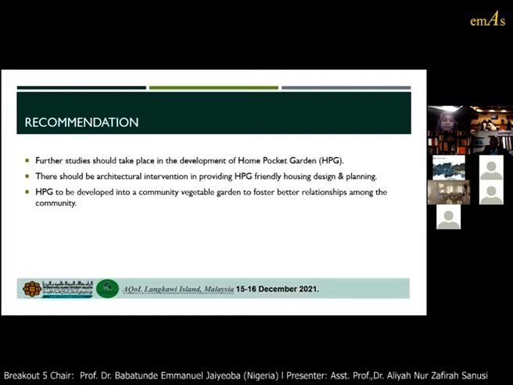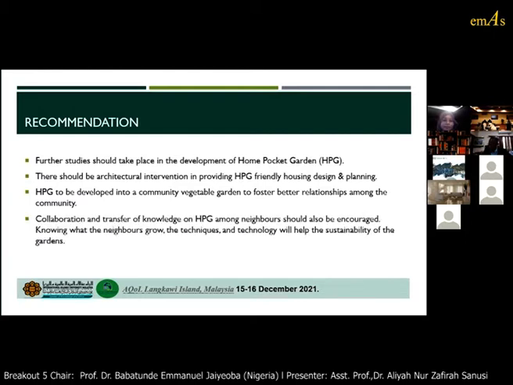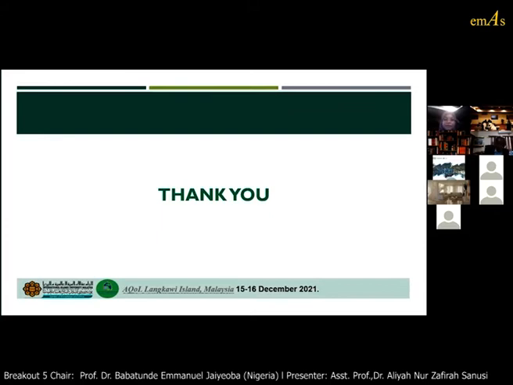HPG should be developed into a community vegetable garden to foster better relationships among the community. Collaboration and transfer of knowledge on home pocket gardens among neighbors should be encouraged. Knowing what the neighbors grow, the techniques, and the technology will help the sustainability of the gardens. The transfer of knowledge enables them to obtain information on the latest technologies and adopt new skills such as growing in hydroponics. Thank you, that's the end of my presentation.